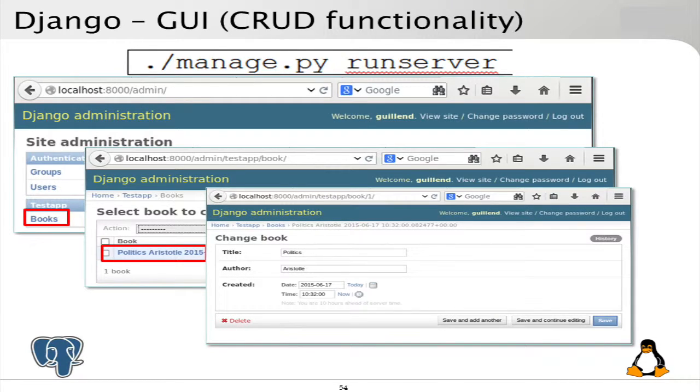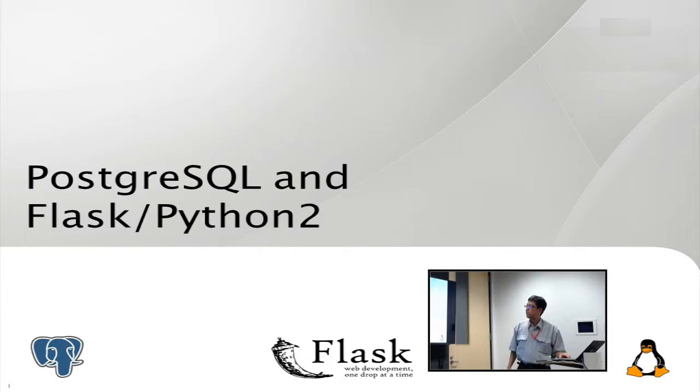Yeah, so this is just an example. We run the server. This is the admin page. The admin page already has a link to the object, and we have the CRUD functionality out of the box. So we have a list, and we can edit, update, and delete records in that table. Then I said, okay, that's Django, that's fine. Now let's look at something else. How about Flask?